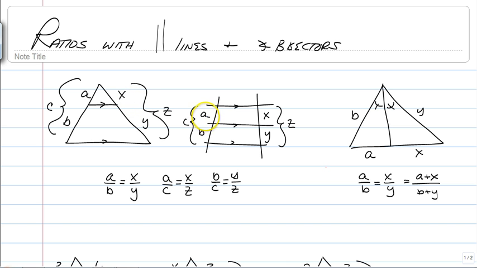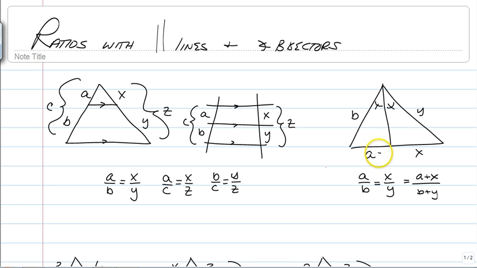Same with this guy here. You can do top over bottom, top over the whole thing, and bottom over the whole thing. And yes, you are allowed to flip. So you could do the whole thing over the bottom, whole thing over the top, or bottom over the top. It doesn't matter, as long as the ratio on the left and right have the exact same place, it'll work.